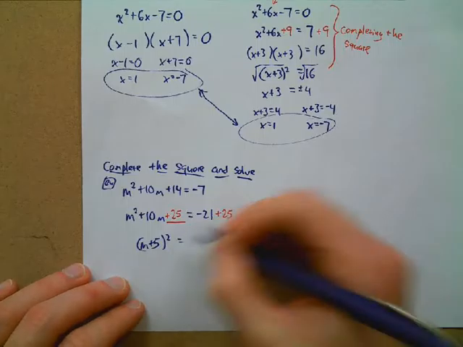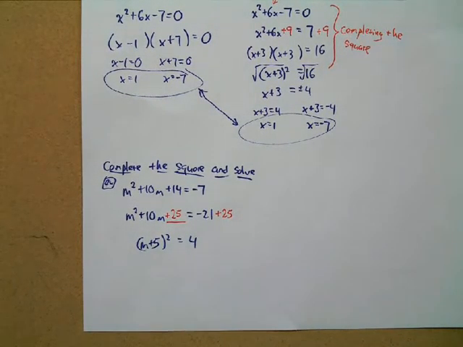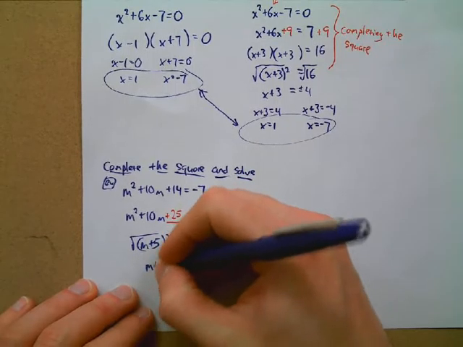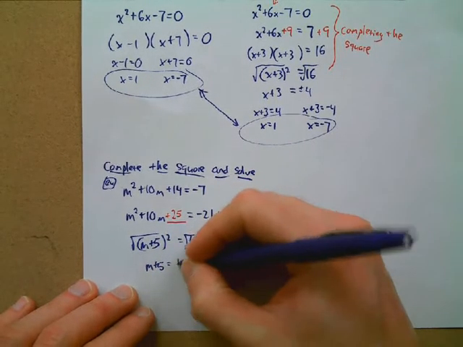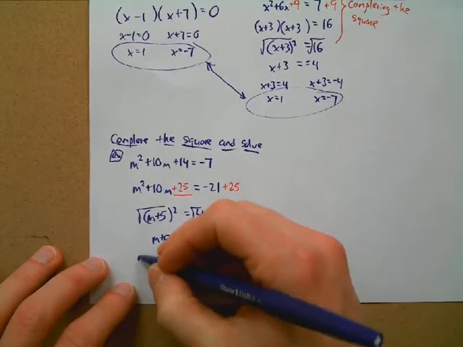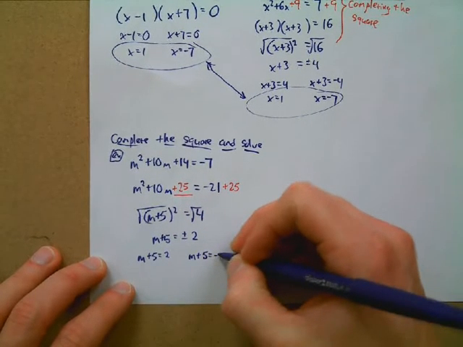Okay. And again, square root both sides, right? And we get m plus 5 equals plus or minus 2. And so then we get m plus 5 equals the positive 2. m plus 5 also could equal the negative 2. And so we get m equals negative 3, or m equals negative 7. Those are two solutions.